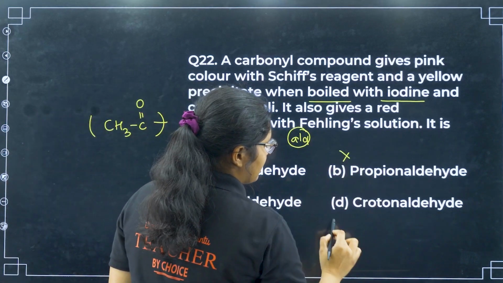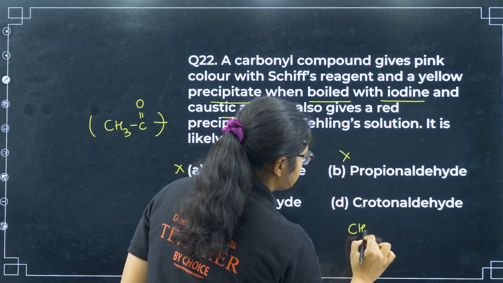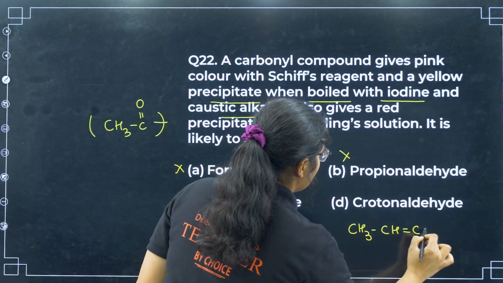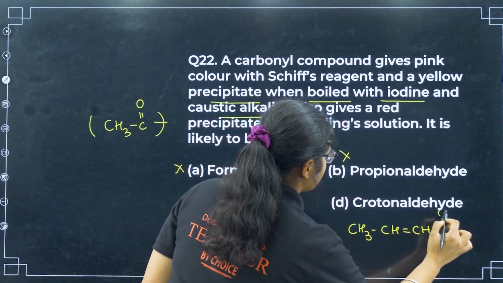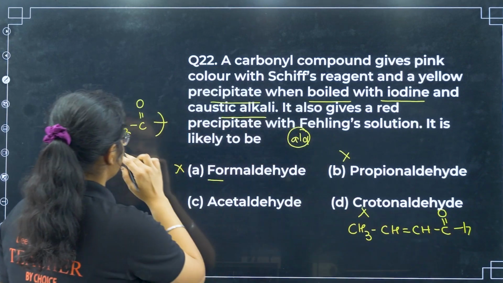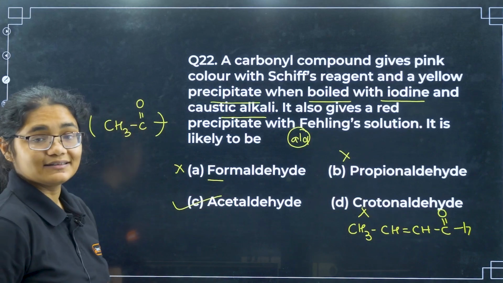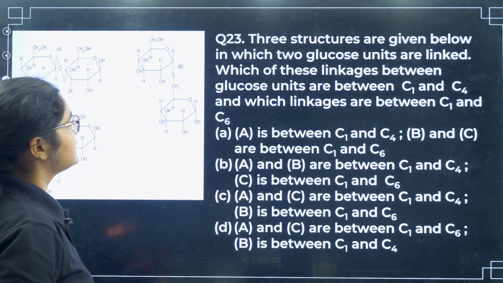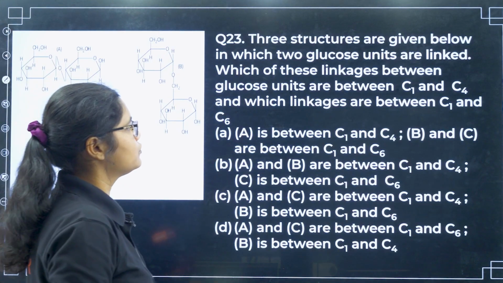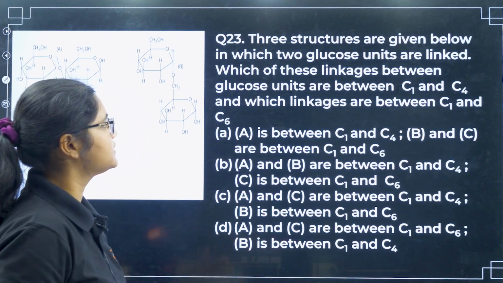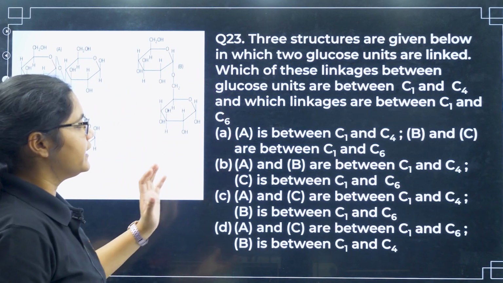Propionaldehyde doesn't have this group. Crotonaldehyde, if you know the structure, it is like this. This is the structure of crotonaldehyde. Here also this group is not present, so the only answer is acetaldehyde. Next, three structures are given below in which two glucose units are linked. What is the linkage you have to find out?